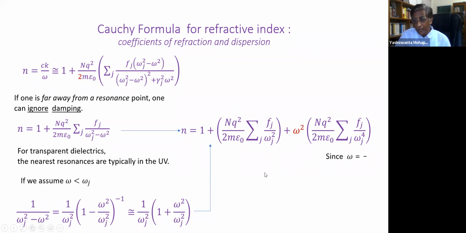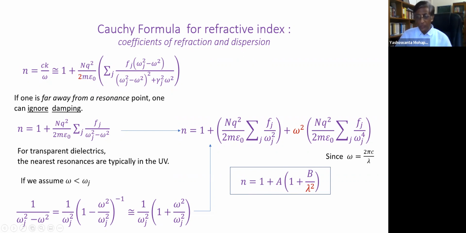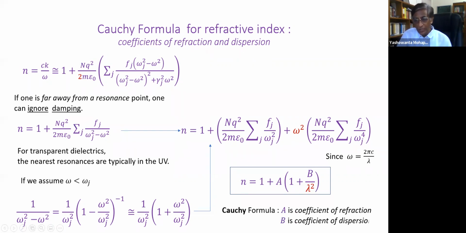Hence, I can write omega in terms of lambda, 2 pi c by lambda, and convert this whole thing into A, and this whole thing as A into B. I can take A common, then n is equal to 1 plus A, 1 plus B by lambda square. This is what is normally found for n for all those dispersive glasses that I had shown in the first slide, and this is called the Cauchy formula. A is the coefficient of refraction and B is called the coefficient of dispersion.